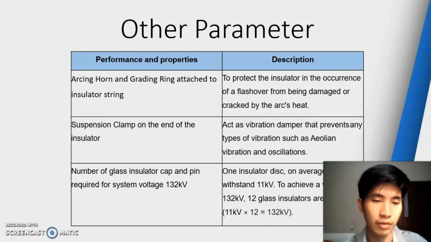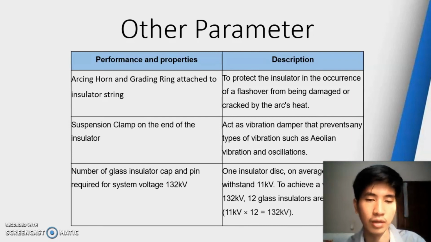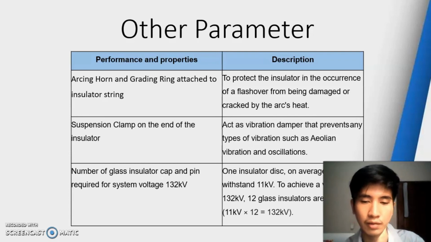And we have the number of glass cap and pin insulators required for a system voltage of 132 kilovolts. One insulator disc can withstand 11 kilovolts. So to achieve a voltage of 132 kilovolts, we need 12 glass insulators, because 11 kilovolts times 12 is equal to 132 kilovolts.